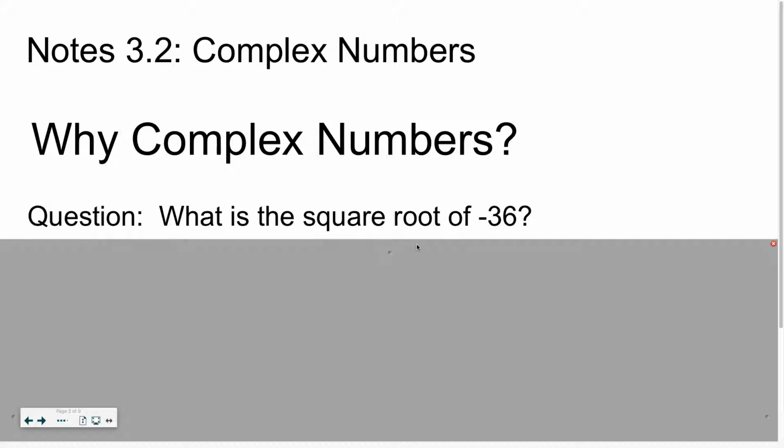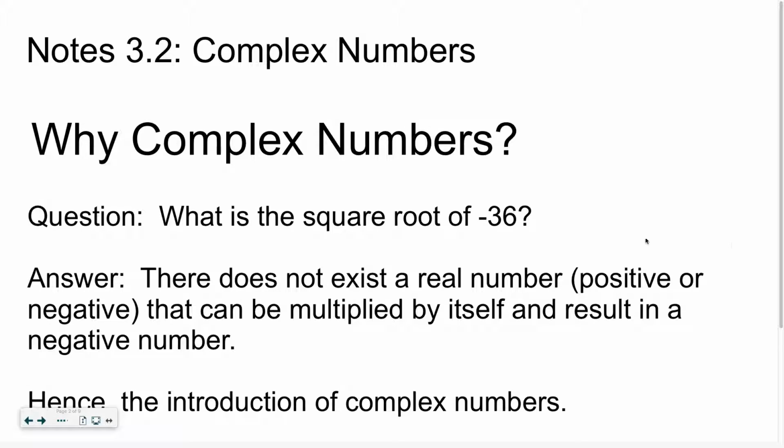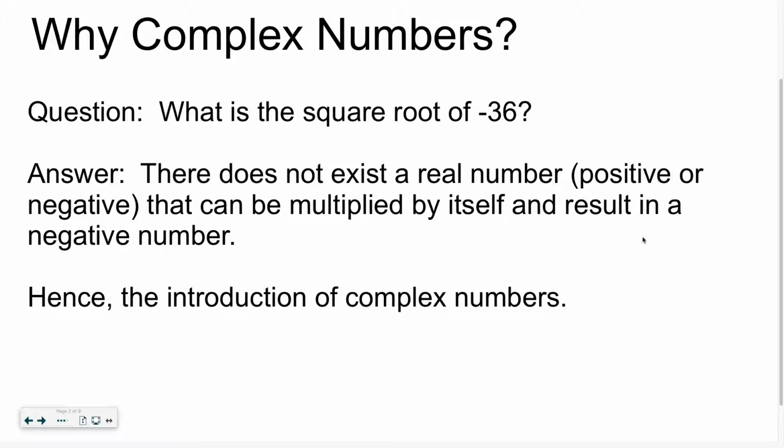A lot of times people instantly think about 6, but then 6 times 6 is positive 36, right? So then they switch gears and say negative 6, but negative 6 times negative 6 is still positive 36. So if we're talking about the definition of a square root, a number times itself, there isn't one. There is no real number, positive or negative, that can be multiplied by itself and result in a negative number. Hence, the introduction of complex numbers.